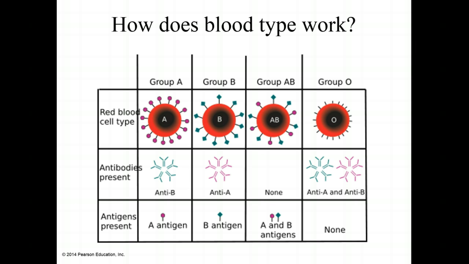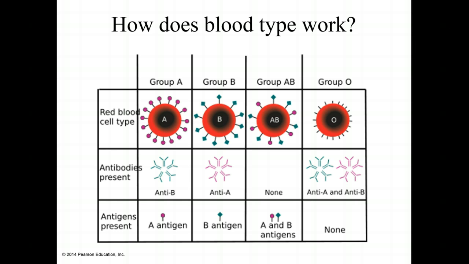If you are blood type AB, you have both A and B antigens on the surface of your red blood cells, so you will produce no antibodies to A or B, which means that if you're type AB, you can receive blood from type A people, type B people, type AB people, or type O people. If you are blood type AB, you are considered a universal receiver. You can receive blood from any of these 4 blood types.